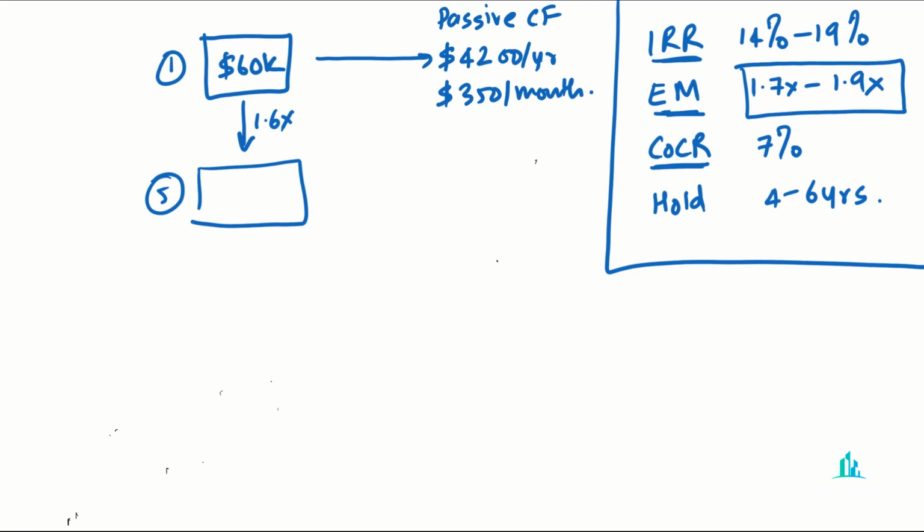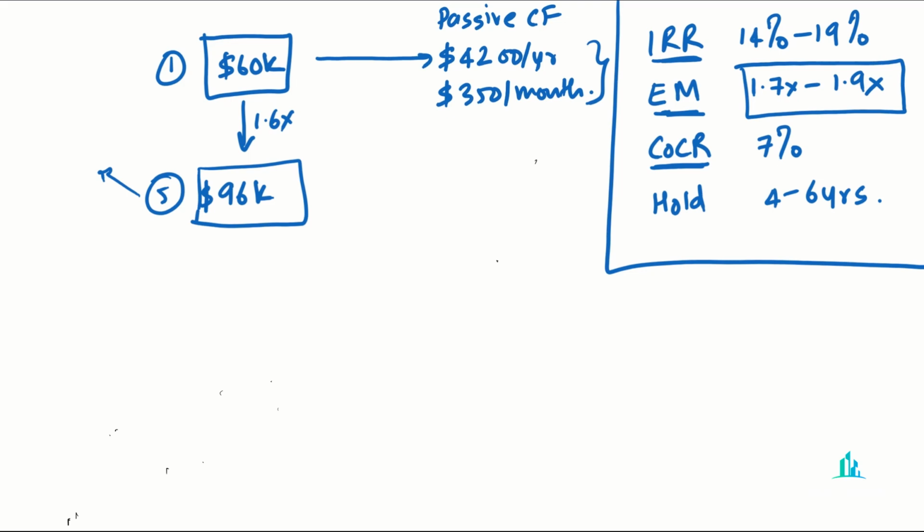That means at the end of 5 years, you are going to get $96,000 back. Now, $96,000 is a sum of all cash flows for all 5 years plus the proceeds from the sale of the property. Now, as a passive investor, you have two options. You could stick this under your mattress and let it sit there, or you could let compounding do the trick.